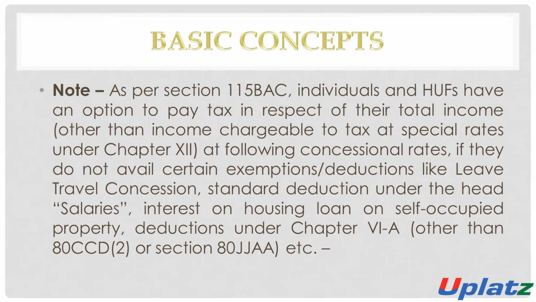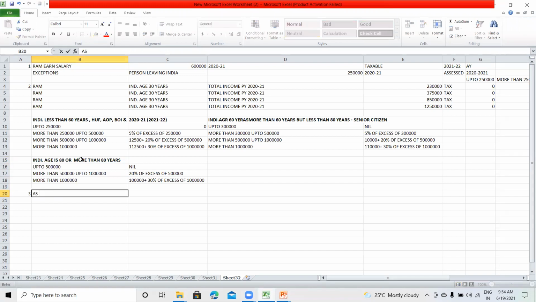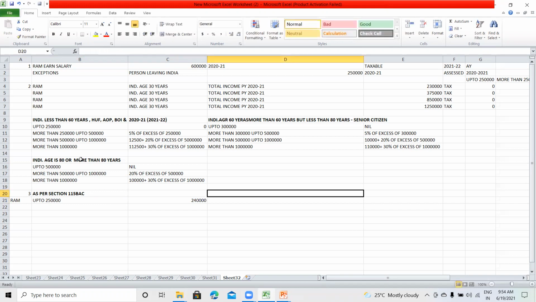Now we will discuss the tax rates under section 115BAC. If there is any assessee whose income is up to rupees 2,50,000, then the tax rate will be nil. For example, if Mr. Ram's income is 2,40,000, then the tax will be zero. No tax will be there, which means the tax rate will be nil.